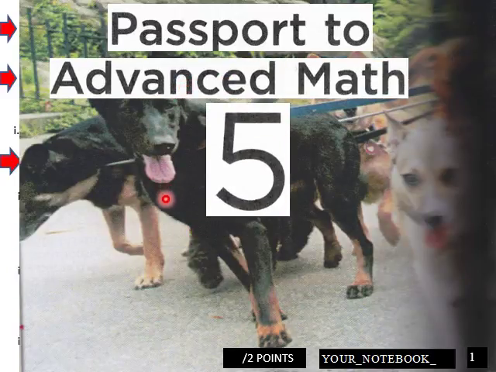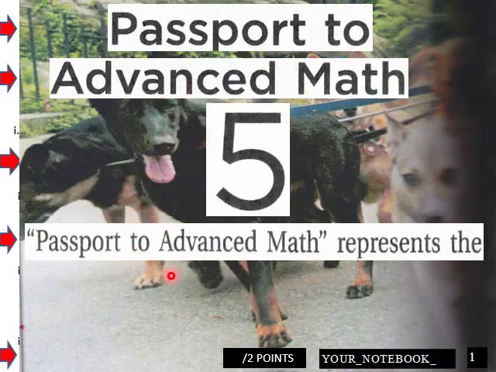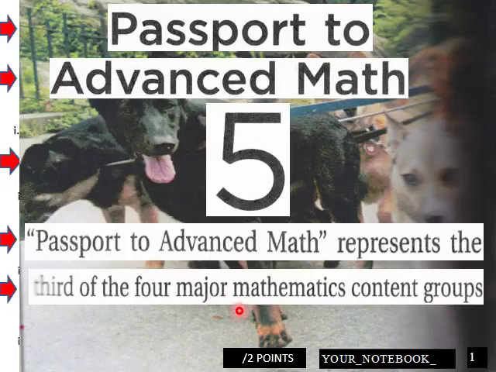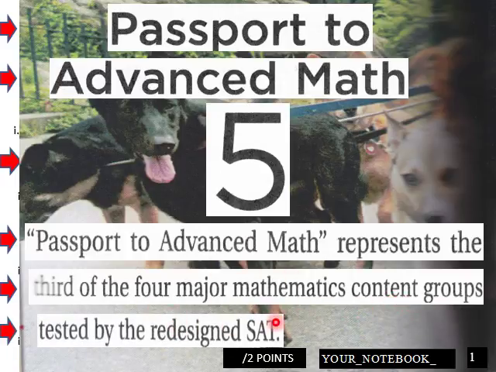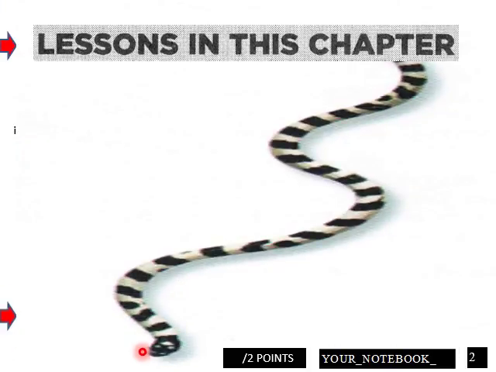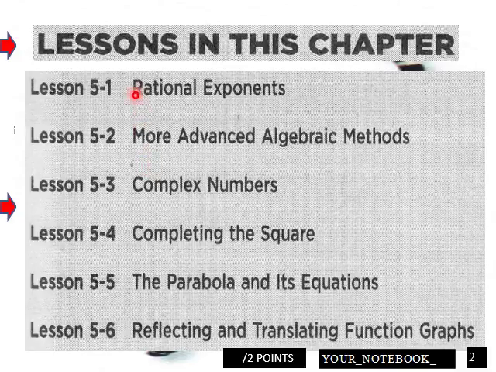Passport to Advanced Math. Chapter 5, Passport to Advanced Math represents the third of the four major mathematics content groups tested on the redesigned SAT. These are the lessons in this chapter.